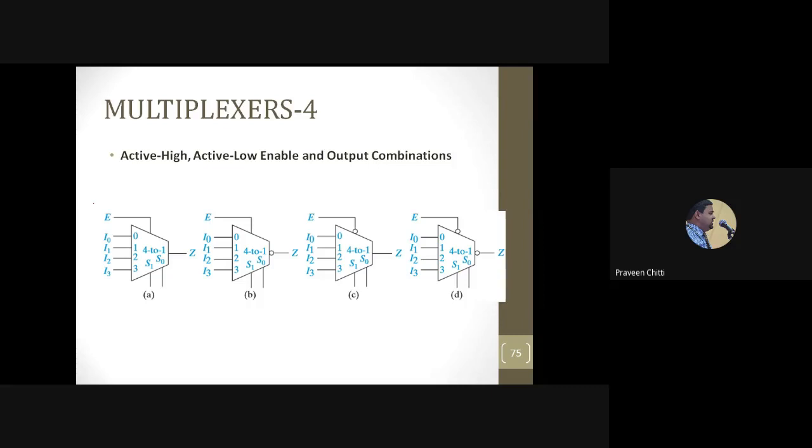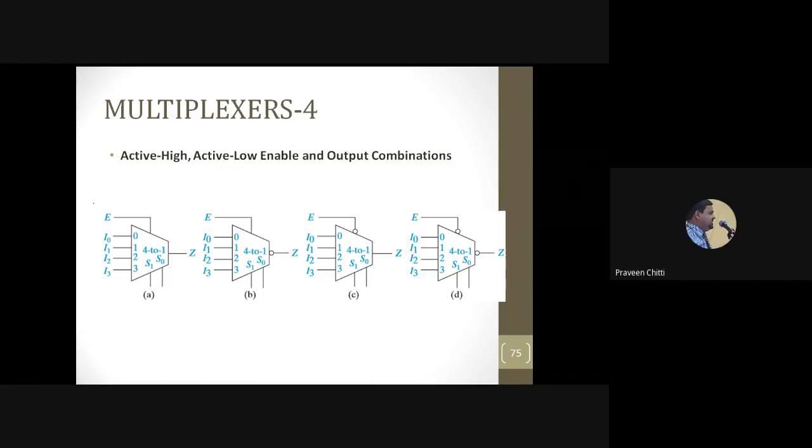So the first case is active high enable, active high output. Whereas the second arrangement is what? Active high enable, active low output. Is that clear? Then what is the third one? Active low enable and active high output. Whereas the last case is active low enable, active low output.